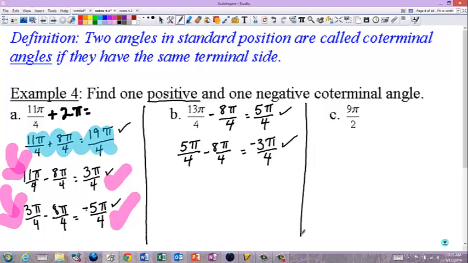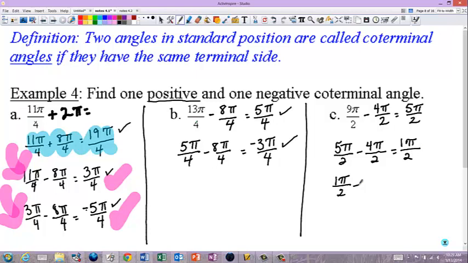Pause me. Okay, I'm going to start out subtracting, and it's over 2, so it'd be 4 pi over 2, because that's what would reduce to 2 pi. So that gives me 5 pi over 2, so there's a positive. I'm going to subtract again. There's another positive, 1 pi over 2. So I've got to keep going until I get a negative. Minus 4 pi over 2. That's going to give me negative 3 pi over 2. So there's a positive, there's a negative.